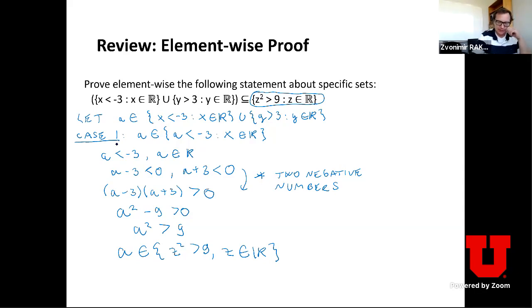Any questions? Where did you get the a minus 3 is less than 0? So it follows from the fact that a is less than -3. So if a is less than -3, then if you subtract 3 from a, it's definitely going to be less than 0. And the same thing goes for a plus 3.